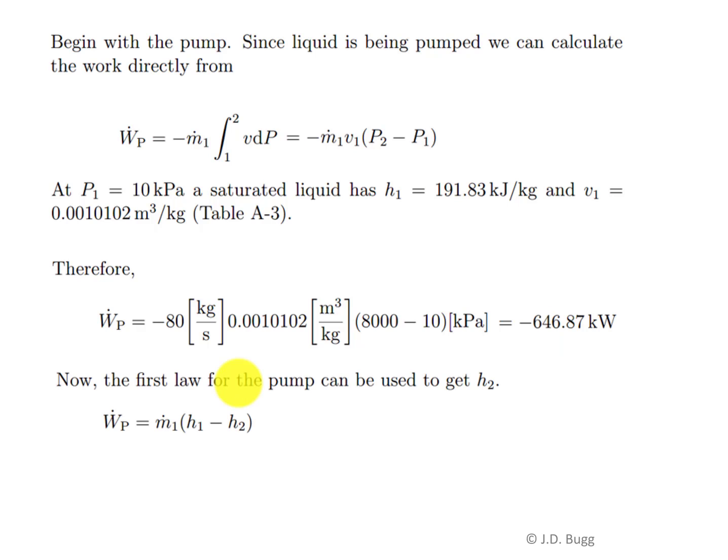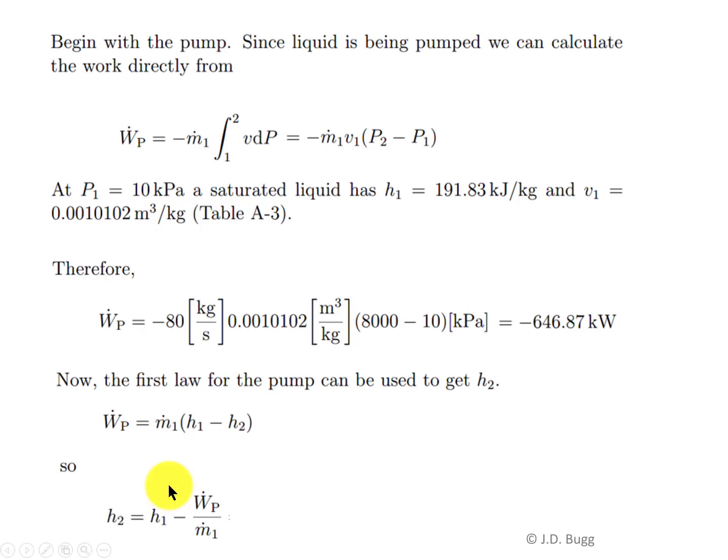The next thing we need to do before we leave the pump is use the first law for the pump in order to get the enthalpy at the exit of the pump. So notice we haven't used this equation yet because we calculated the work for the pump directly. So now that we know W dot P, we revisit this equation to get the enthalpy at the exit of the pump. And we're going to need that when we move on to the next component.